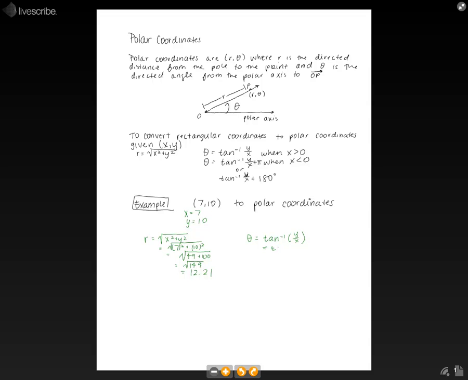So plugging in our values, we have the inverse tangent of 10 over 7, and when you put this in your calculator, and I have my calculator in radian mode, I get 0.96. So our polar coordinate is 12.21, comma 0.96. So that is what the rectangular coordinate 7, 10 is in polar coordinates.